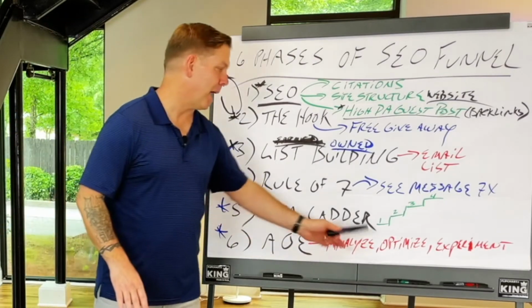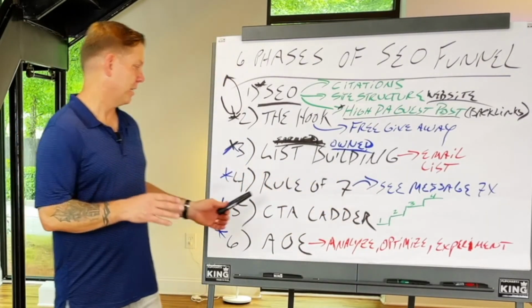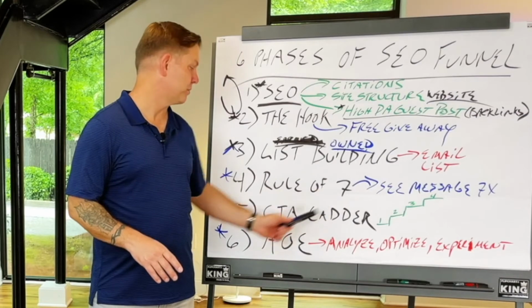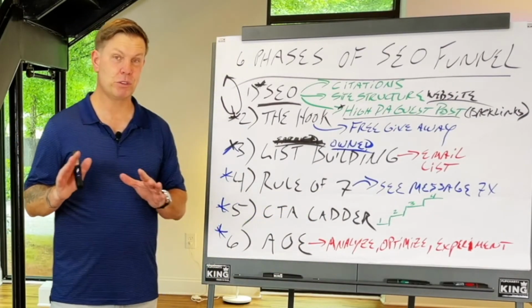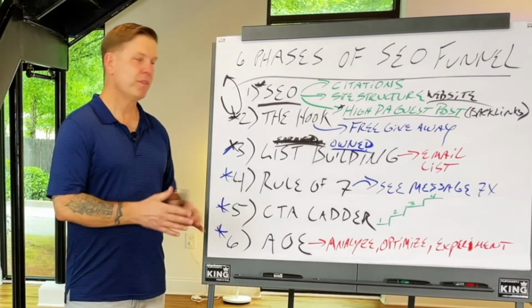And that optimize and experiment phase is certainly applicable here in the rule of 7 and in the CTA ladder, because the other thing you're going to have to experiment with is the messaging.